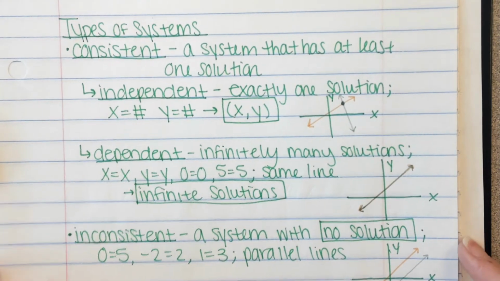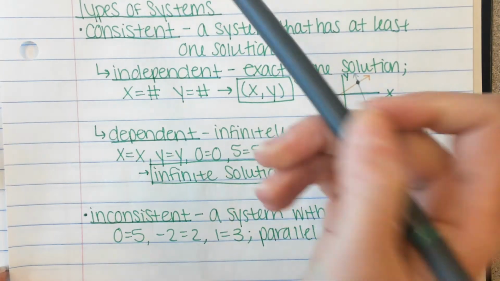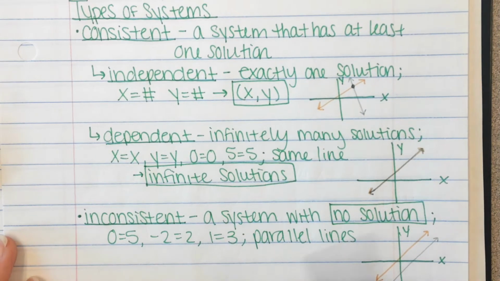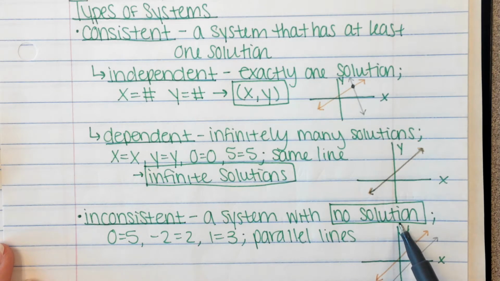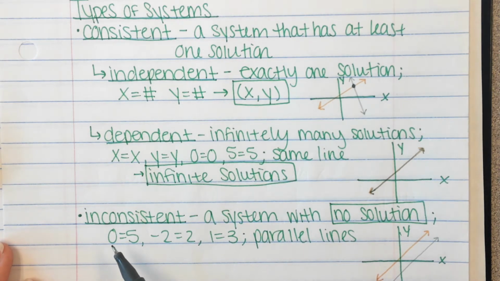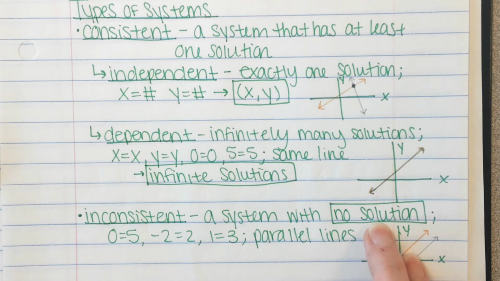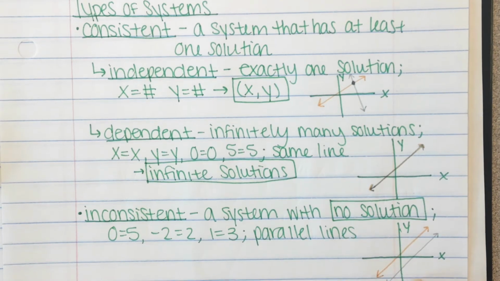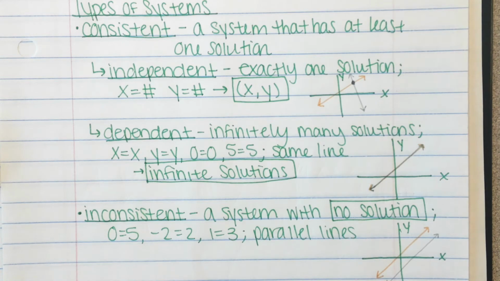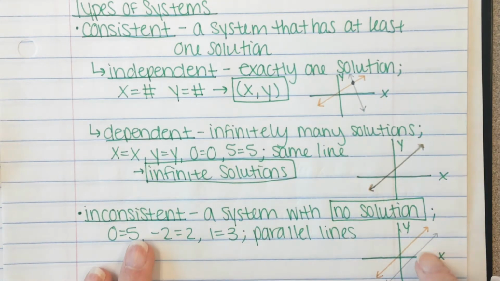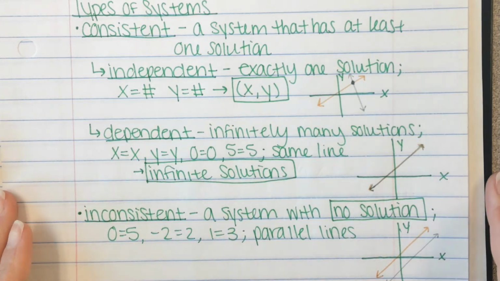The last type of system is inconsistent, okay? That's the opposite of consistent. And that means it's a system with no solution. So if you're solving algebraically, you might see something like 0 equals 5, or negative 2 equals 2, or 1 equals 3. Those are not true sentences. Those are not equal. So that means that there's no solution, and that's what you would write down. Now, when you're solving those by graphing, you're going to see two parallel lines, because the solution of a system is where they intersect. And so if they don't intersect, there's no solution.